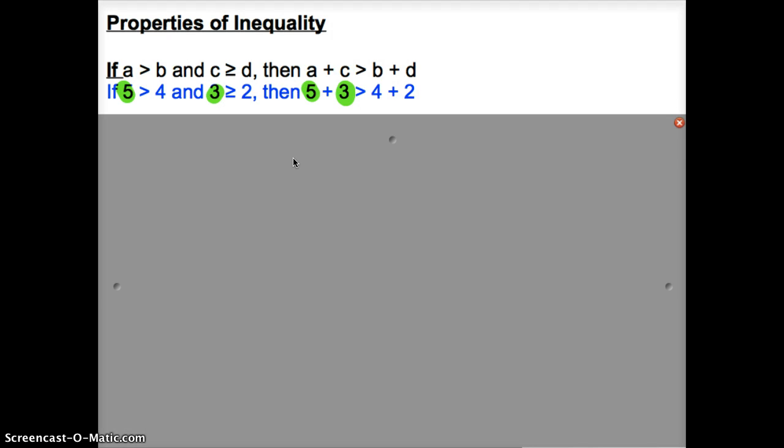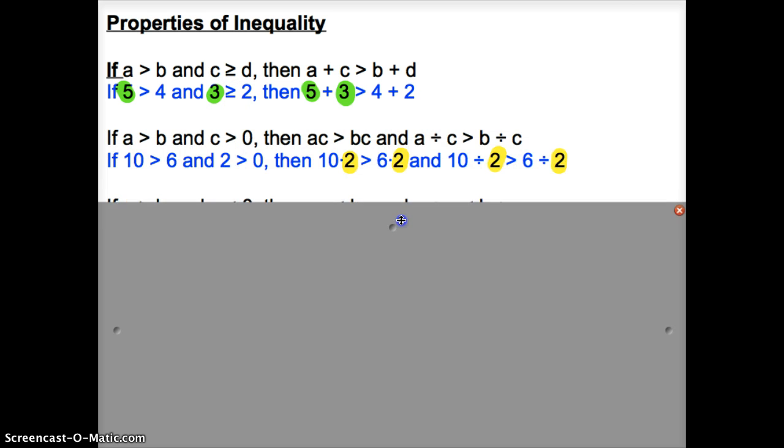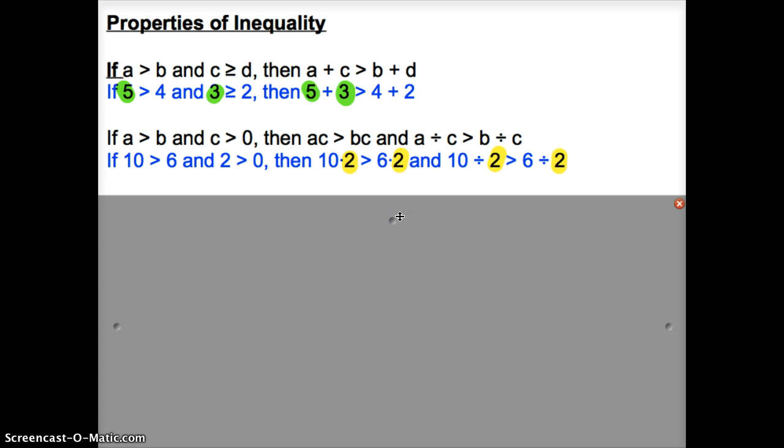If A is greater than B and C is greater than or equal to D, then the sum of A and C is greater than the sum of B and D. Notice the qualification that it's greater than or equal to here. Very similar to the addition property.